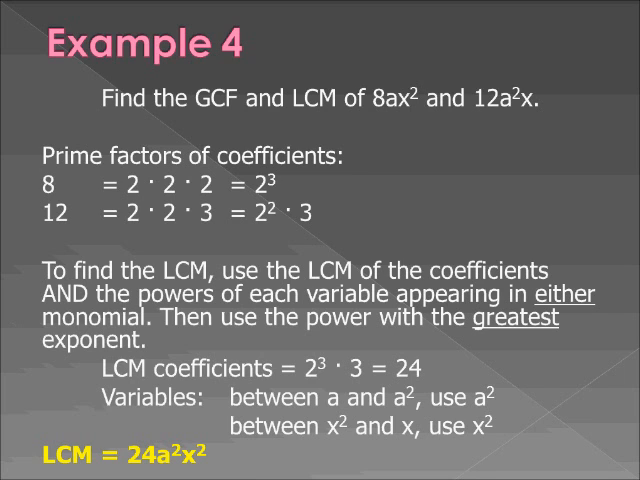So make sure you remember, for GCF, you're going to look for common primes and the smallest exponent. For LCM, you're going to be looking to make sure every variable appears in the answer and take the highest exponent that appears in any of the monomials.